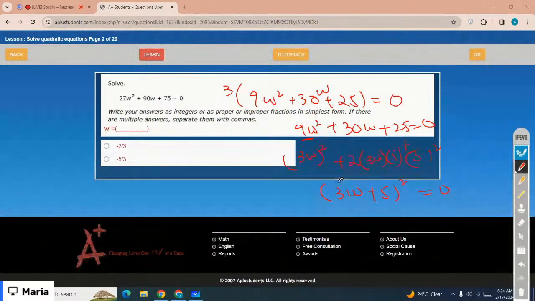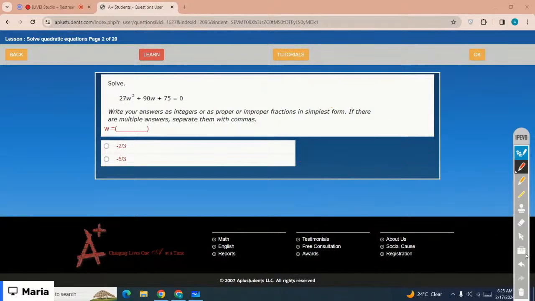So when you square root both sides, the square and square root cancel out, you are left with 3w plus 5 equals 0. Move 5 to the other side, so that is negative 5, and w equals negative 5 over 3. The correct option is negative 5 over 3. Option number 2 is the correct option. Got it?